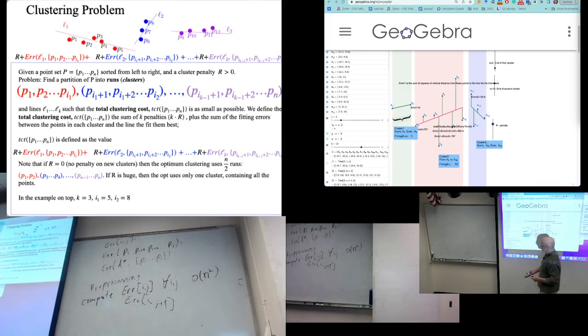The next part is that we will agree, because I say so, that for every cluster, it is the rightmost point that pays the penalty R. It will make sense in a moment. It's a completely cryptic sentence at the moment.